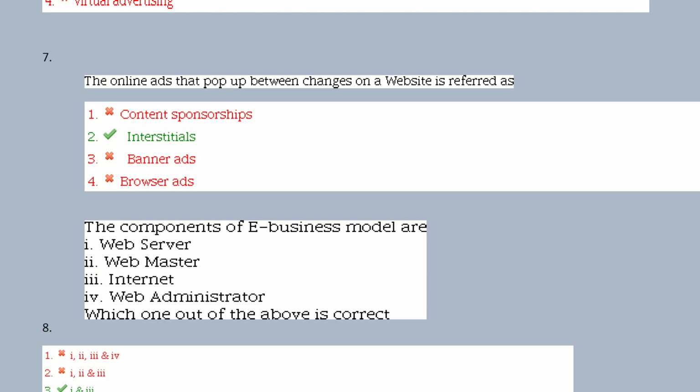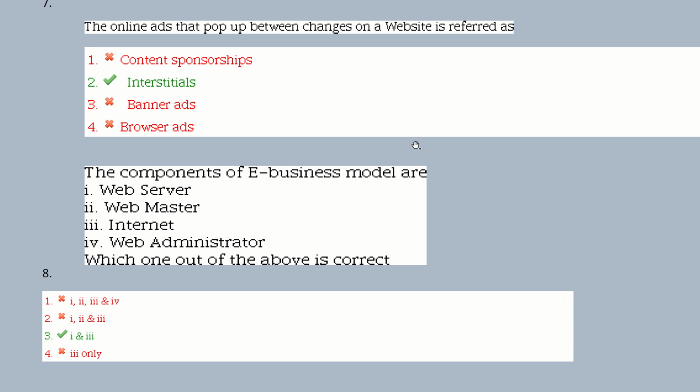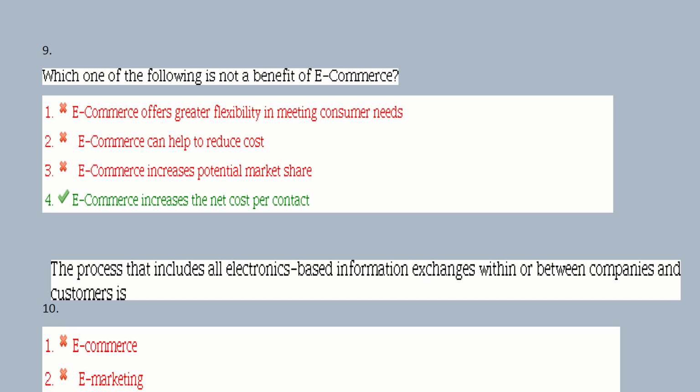వాట్ ఆర్ ద కాంపోనెంట్స్ ఆఫ్ ఈ బిజినెస్ మోడల్? Web server, webmaster, internet, and web administrator. So internet is compulsory for e-business model. So option 3 must be there. In every option there is internet. Web server, webmaster, and web administrator. Which one out of the above is correct? The components of e-business model: web server and internet.